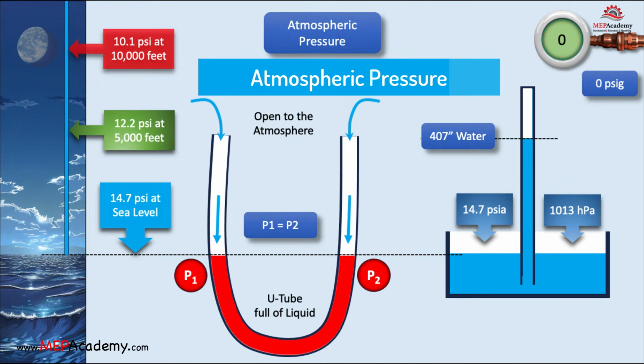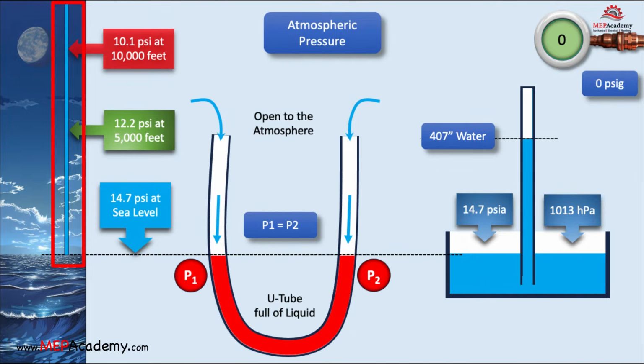Atmospheric pressure. Atmospheric pressure is the force exerted by the weight of the air above a specific point on the Earth's surface. It is the pressure exerted by the Earth's atmosphere on objects within it. At sea level, atmospheric pressure is approximately 14.7 psia, pounds per square inch absolute, or 1,013 millibars. Atmospheric pressure decreases with altitude.